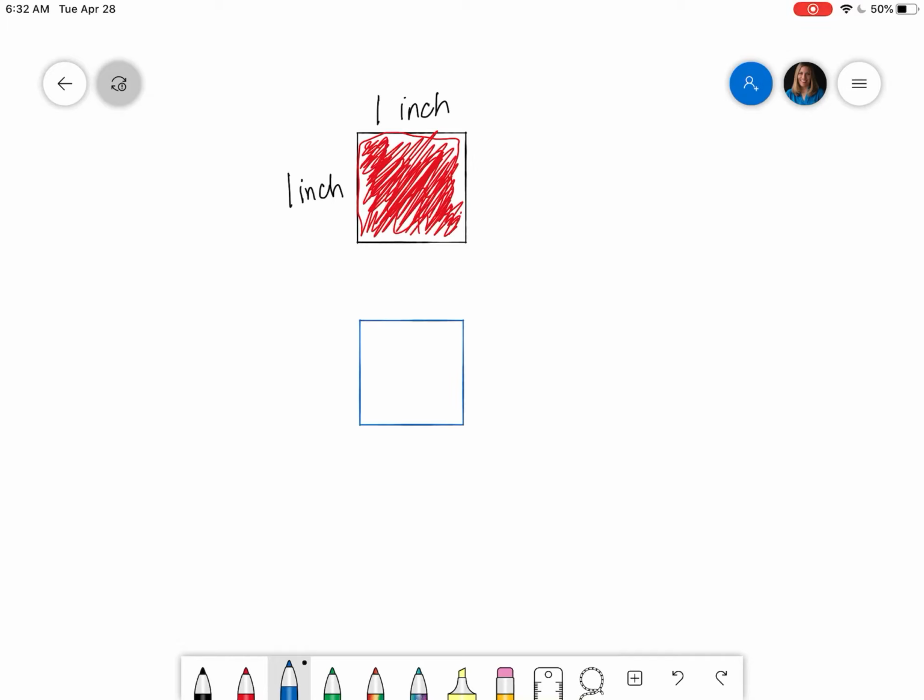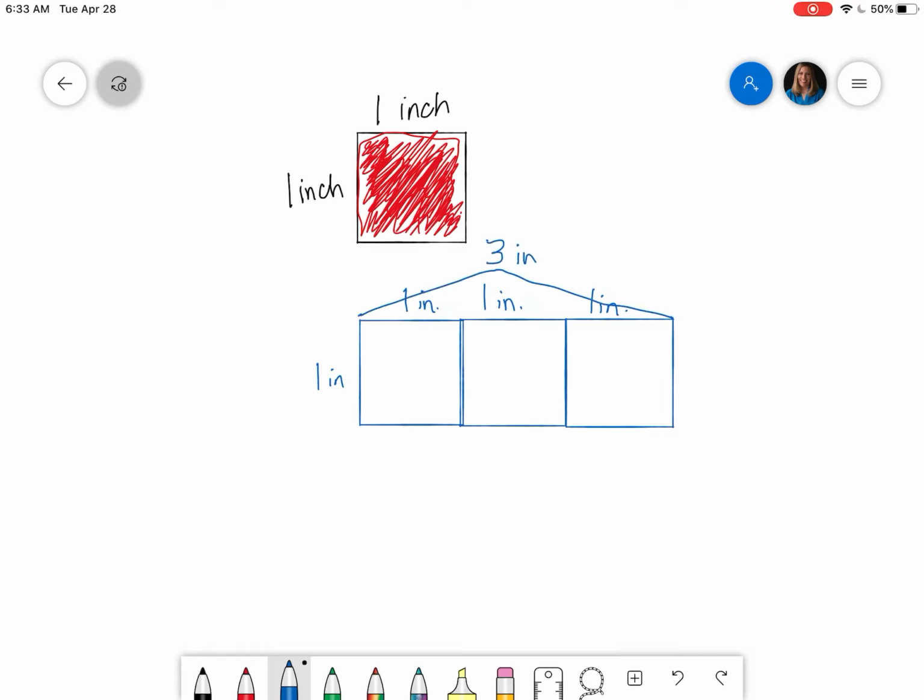shapes? 1, 2, 3. Now, how does that change the area? Well, this is a 1 inch side. I'm going to abbreviate. This is 1 inch, and this is 1 inch, and this side is 1 inch. So we could simplify this and say 3 1 inches is the same as 3 inches, and then 1 inch.